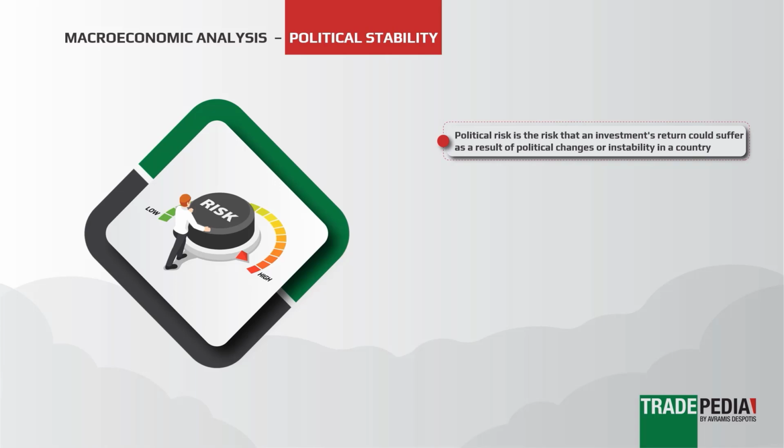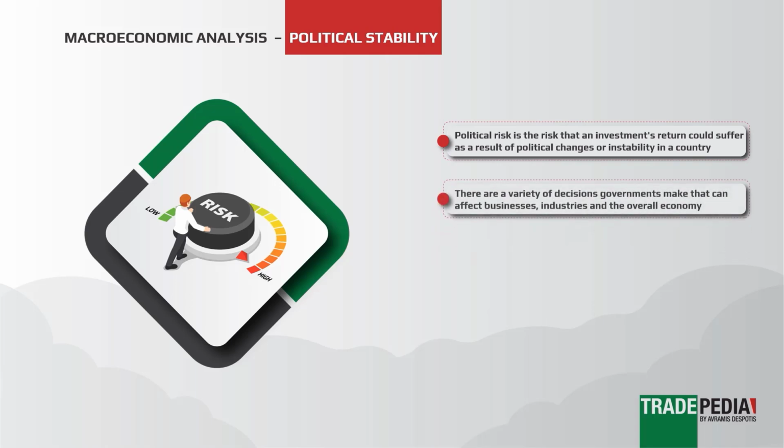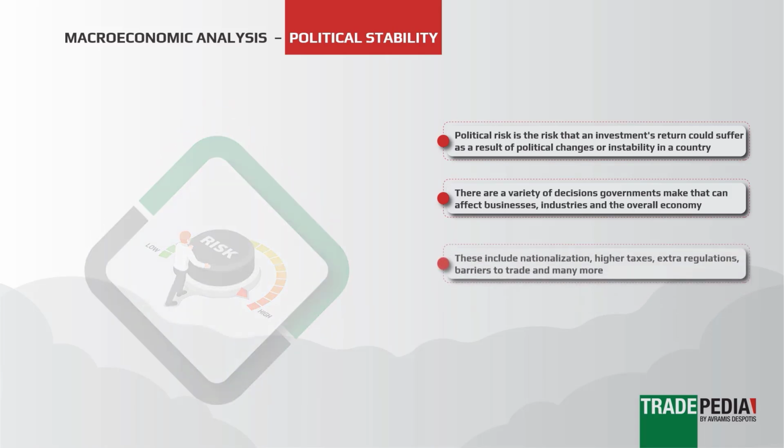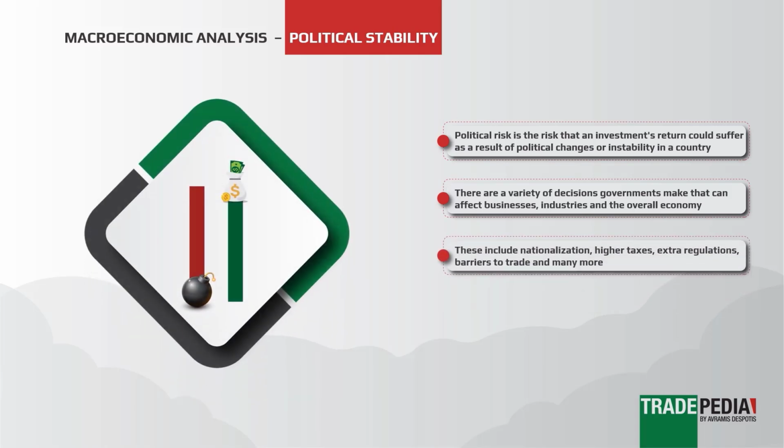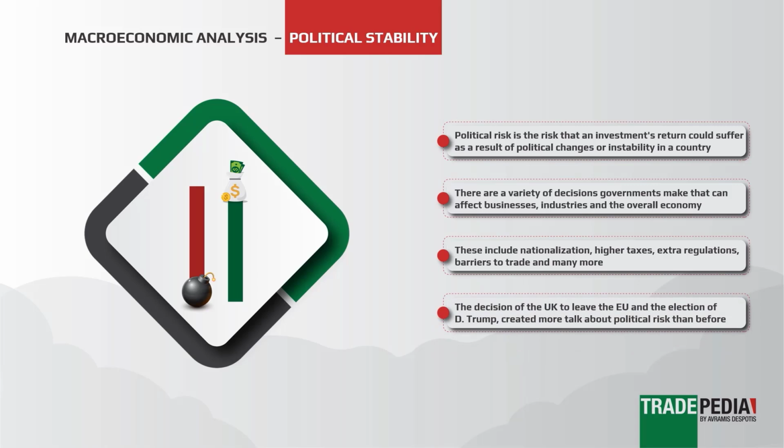Political risk is the risk that an investment's return could suffer as a result of political changes or instability in a country. There are a variety of decisions governments make that can affect individual businesses, industries, and the economy as a whole. These include nationalization, higher taxes, extra regulations, barriers to trade, and many more. For instance, the surprise decision of the UK to leave the EU, or Brexit, and the election of Donald Trump as the President of the United States created more talk about political risk than before.